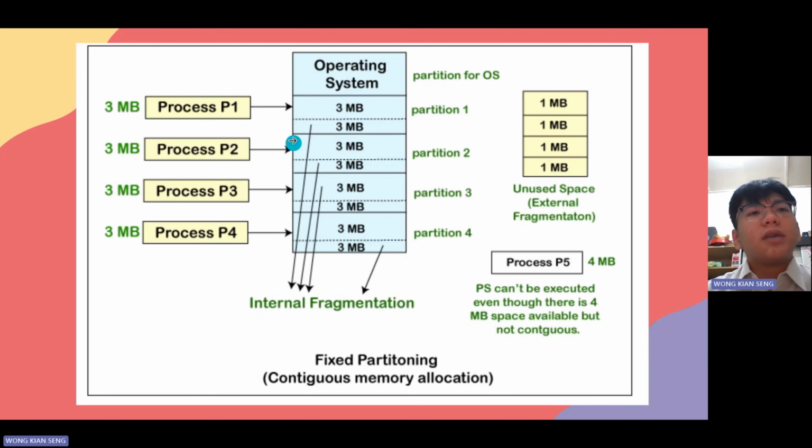So in this case, P1 goes to partition 1, P2 goes to partition 2, P3 to 3, P4 to 4, but you see P5 cannot be subbed in because all the partitions are already full. And even though you have a lot of internal fragmentation and a lot of space, you still cannot use it, because I told you one process must go into only one partition. So this actually leads to a very big problem called internal fragmentation.